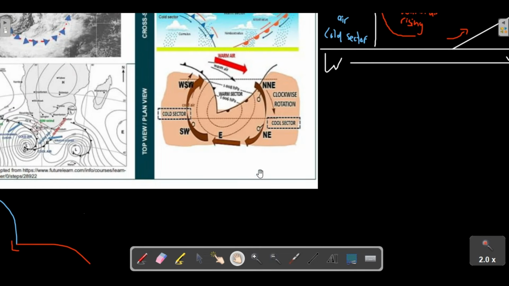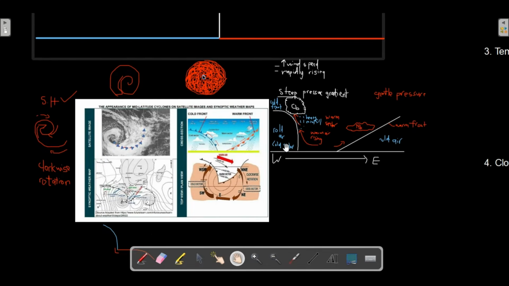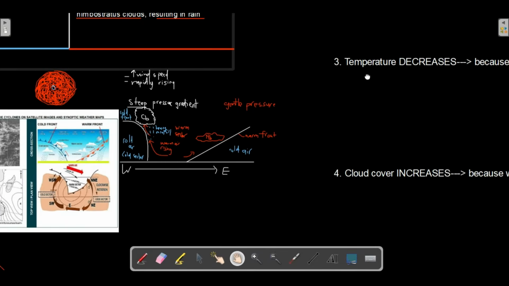So this is the plan view. This is like a top view, also called the plan view. It basically shows the circulation of air. In this case, it is in the southern hemisphere because there's clockwise rotation. Right, so let's move on then. You should be able to know all of this information, guys.